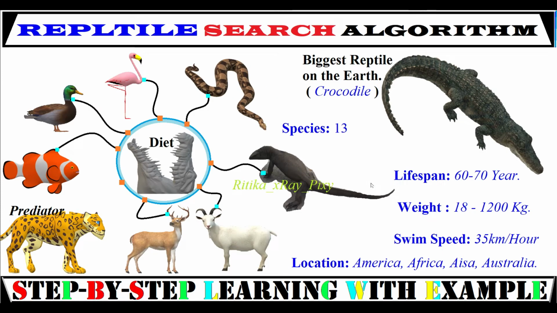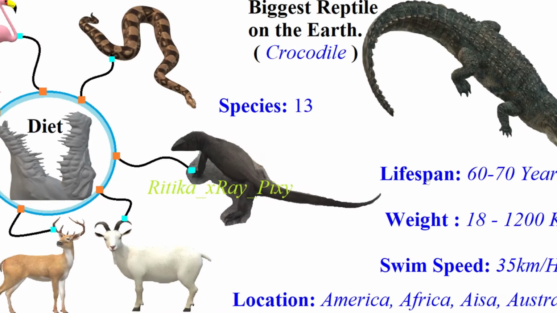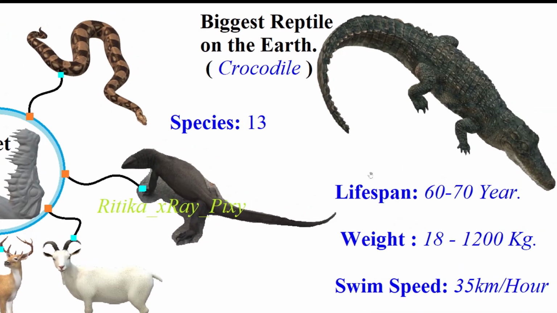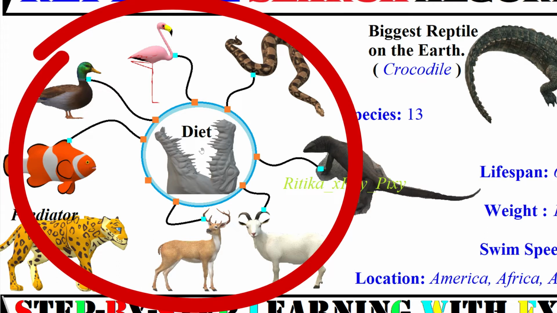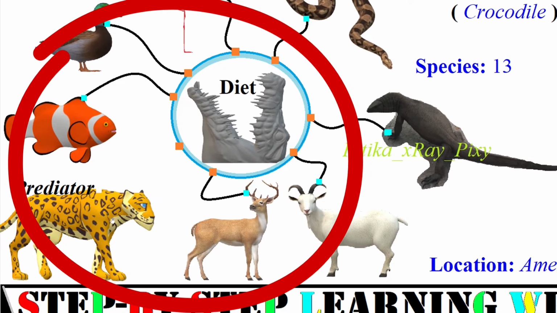Crocodiles are the biggest reptiles and closely related to the dinosaurs. Saltwater crocodiles are considered the biggest reptile in the world. Crocodile ancestors were even much bigger. Here you can see the crocodile diet. They can eat birds, fishes, mammals, other reptiles, and their predators are leopard, jaguar, anaconda, and others.